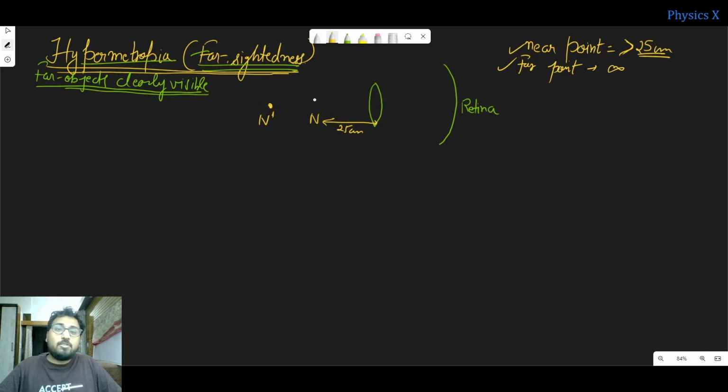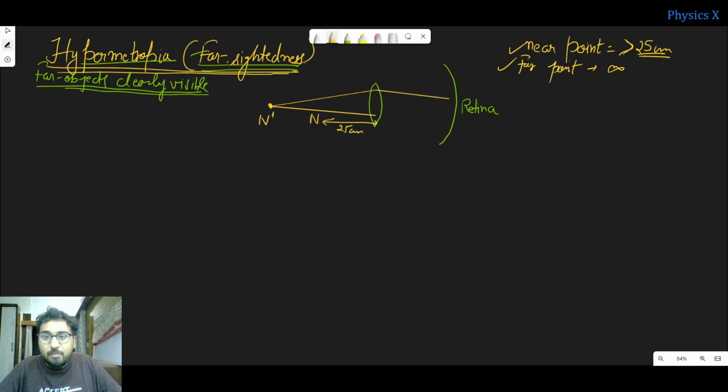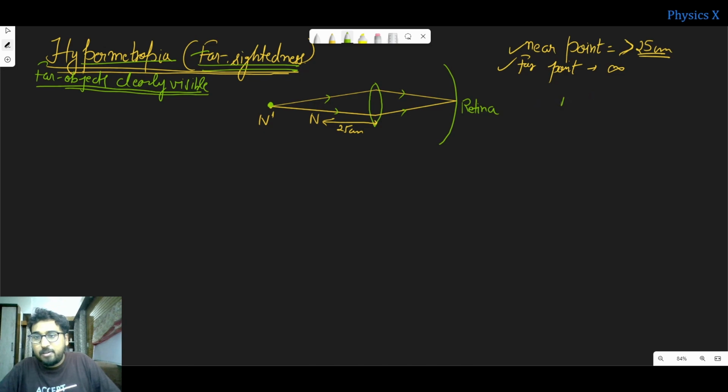So what does that mean? It means that up to this near point, suppose an object is placed at this near point, then the eye will perfectly form the image. This is the meaning. Now what is happening is, suppose the object is brought closer than this near point. Let me mark this n dash: the near point of the hypermetropic eye.